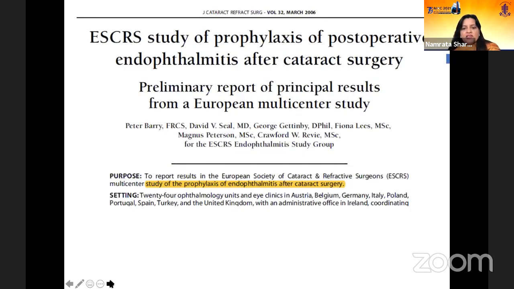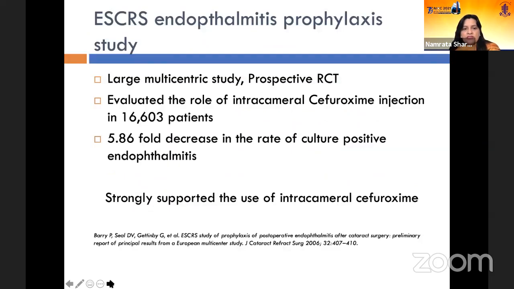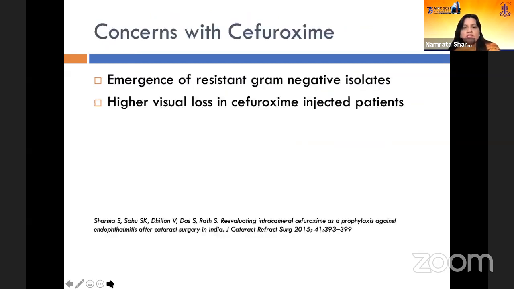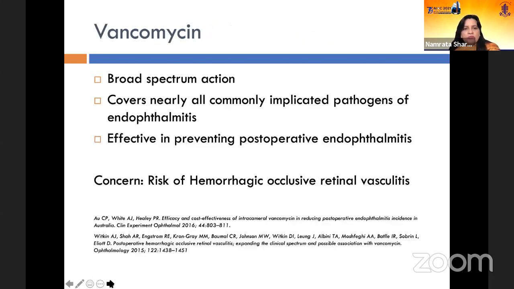In the ESCRS study, they used cefuroxime, and it was a large multicentric trial which involved 16,603 patients, and there was a 5.8-fold decrease in the rate of culture-positive endophthalmitis, and they strongly supported the intracameral use of cefuroxime. The only problem was that it was not commercially available, and one had to prepare it. So these were the concerns, and also subsequently there was resistance seen, at least in our Indian data, in the gram-negative isolates.